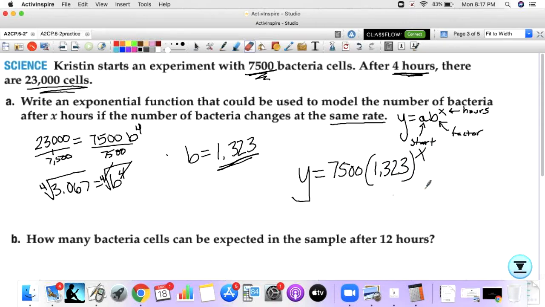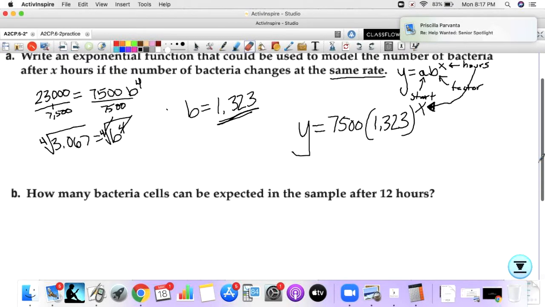Now what's awesome about this equation is that this x power is going to allow us to plug in any amount of hours into this equation, and we should be able to calculate how much bacteria is going to be existing at that point. So if I plug in 4 here, I should get this amount. If I plug in 2, it should be less than that. If I plug in 12, so how much bacteria after 12 hours, I should be able to calculate that. And actually, that is the next question we're asked, okay?